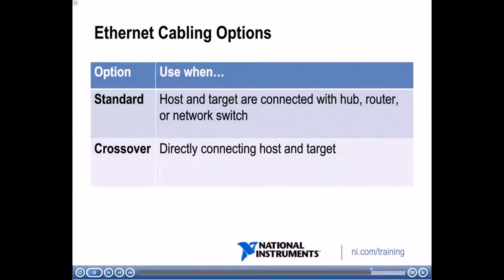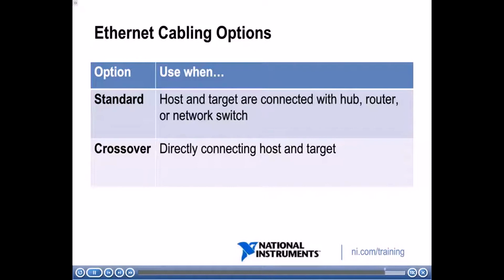Now let's talk about Ethernet cabling options. Let's talk about the use case where your host computer and your real-time target are both connected to a hub, router, or network switch. If this is what you're doing, then the type of cable you want to use is a standard Ethernet cable. These are typically cables that look blue. Now let's say you are using the setup where you're connecting your host computer directly to your real-time target. In this case, you would want to use a crossover Ethernet cable.